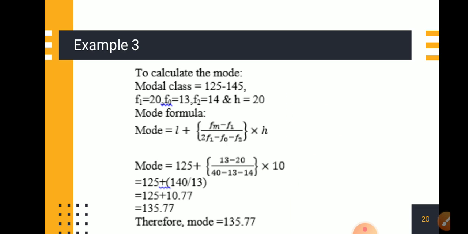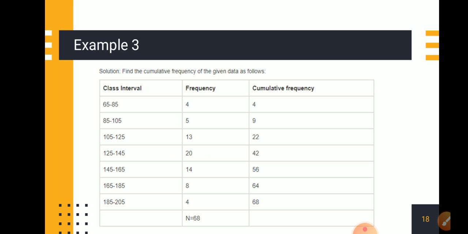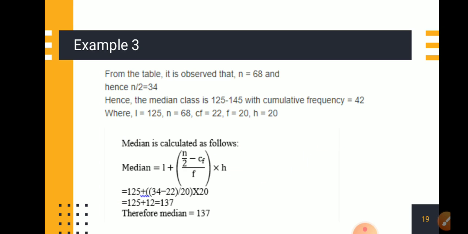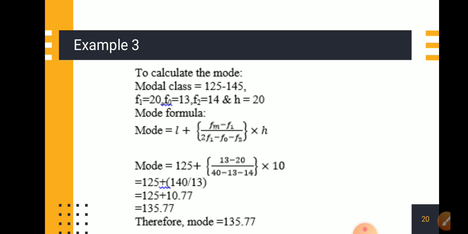Over here, to take out the modal class, we will have to see which frequency is the maximum. So let us see which frequency is the maximum. We can see 20 is the maximum frequency. Hence, 125 to 144 is the modal class as well. So we take out the mode using the formula and we get the mode as 135.77.